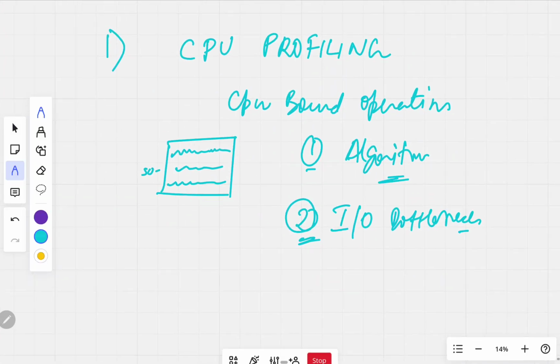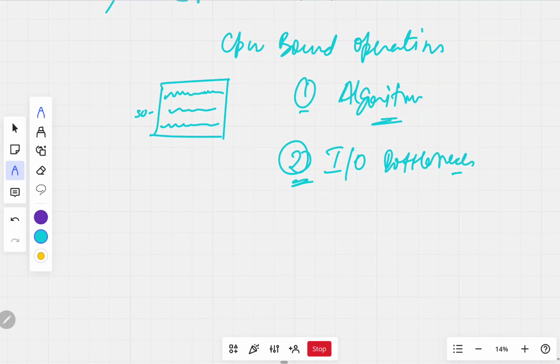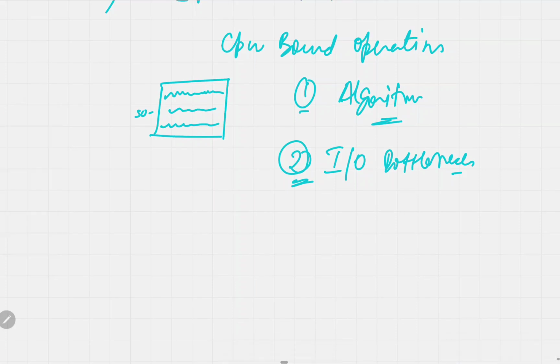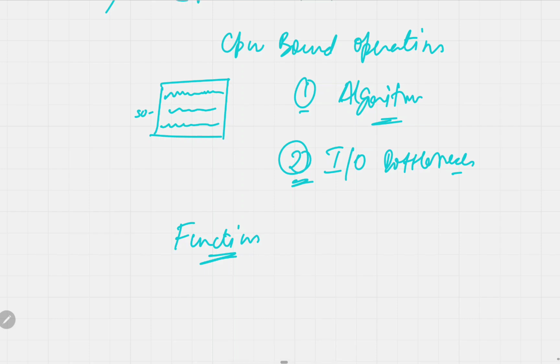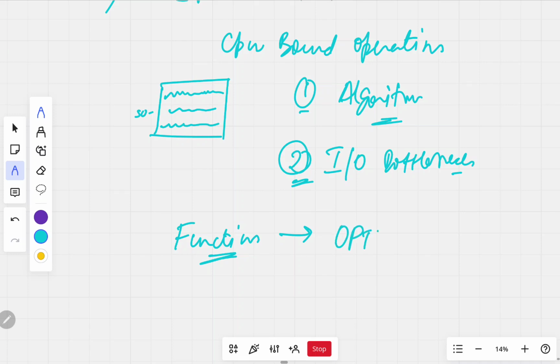What will CPU profiling do? There are many tools, but the basic thing is it will give you which part of the code or which functions we should go to, at least the function level, if not possible the code level. There are many advanced tools which can give you hotspots at the code level, but at least try to get to the function level, which function is causing the CPU spike. You have to optimize that.